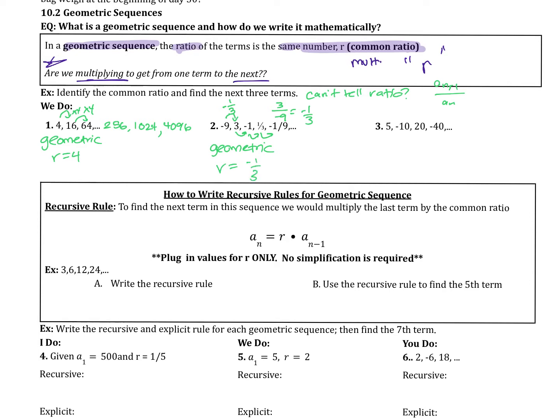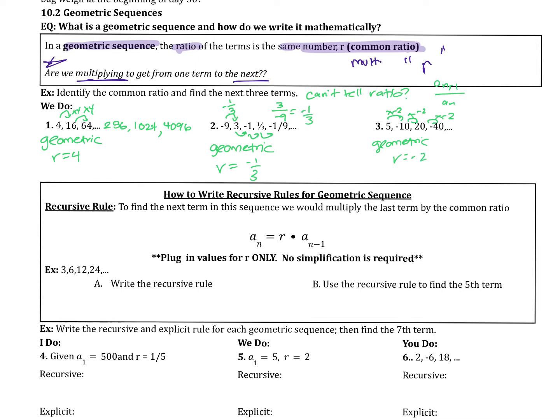Why don't you go ahead and pause the video and work on number 3 on your own. Then unpause the video and see how you did. All right, I'm multiplying by -2, by -2, by -2. So yes, this is geometric, and that ratio is -2.